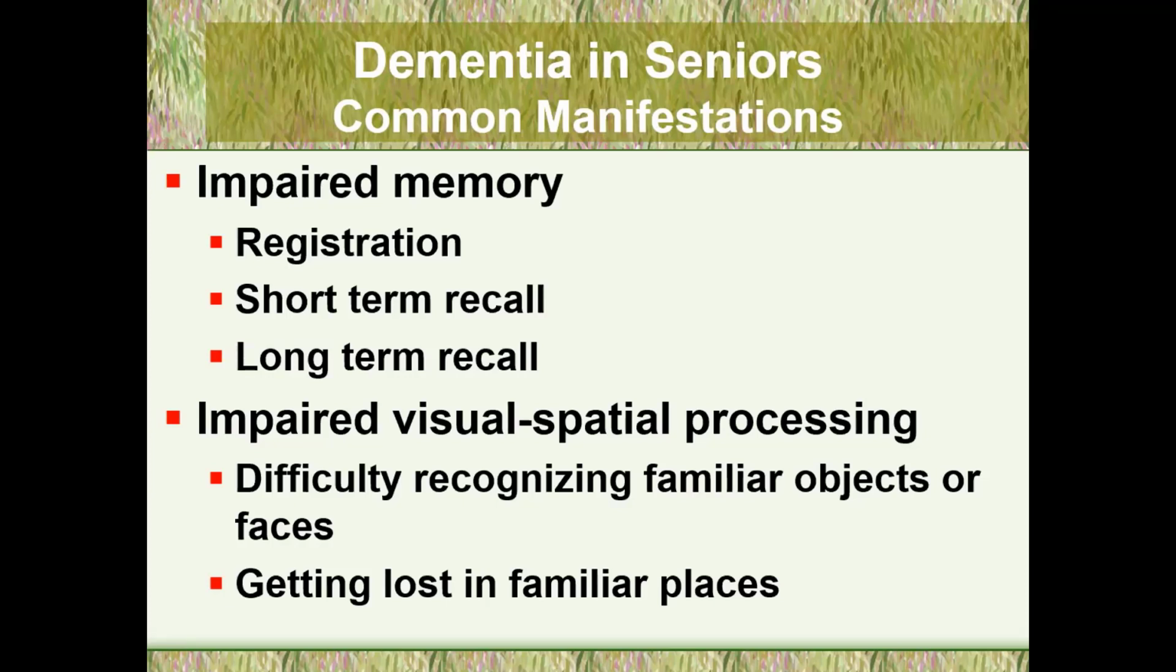So these clinical manifestations are common to all forms of dementia. They may not be there. Somebody can have significant dementia and not have impaired memory. That's possible. But these are common. Next slide, please.